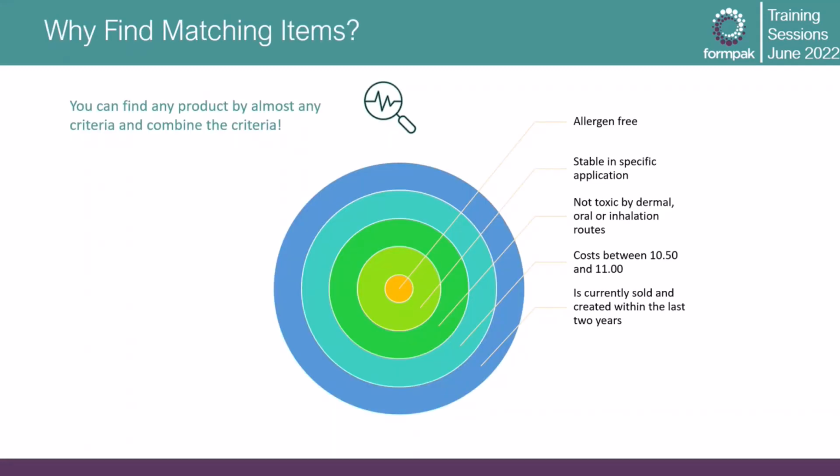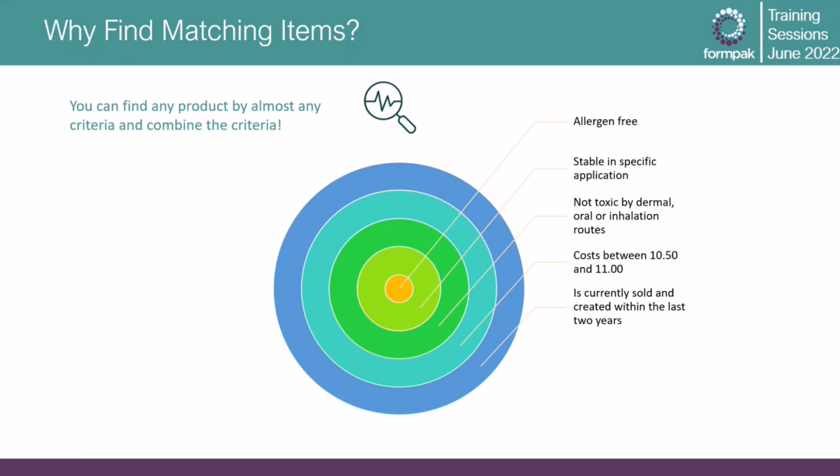With Find Matching Items, you can find any product by almost any criteria, and you can combine the criteria as well. So when you have a large product library, it enables you to find those products that are really hard to find, that ordinarily you might be trying to create a new one because it's too hard to find the old one. So this is like finding a needle in a haystack, as a concept.